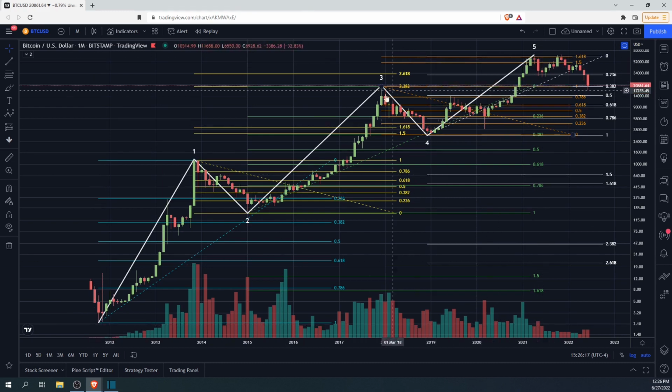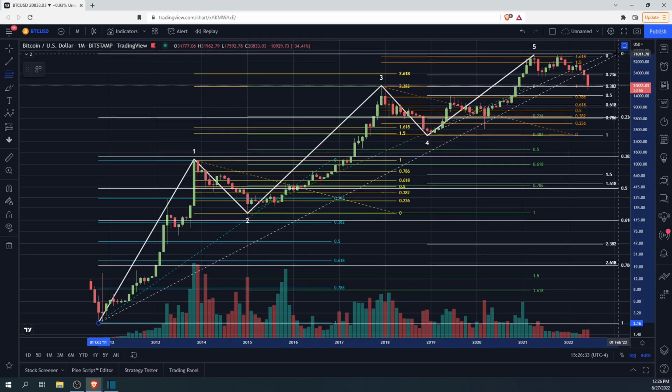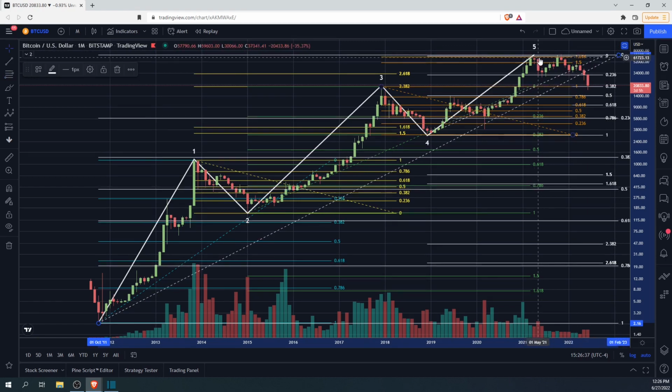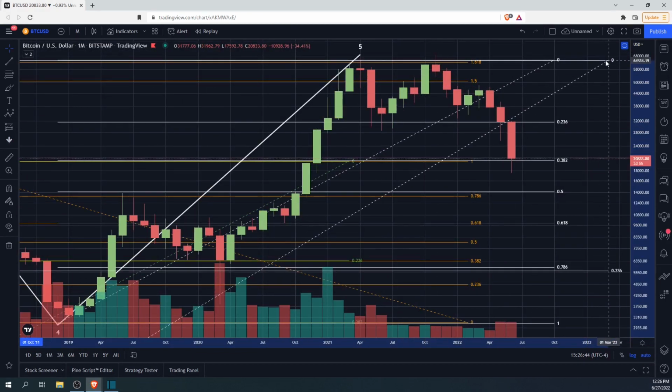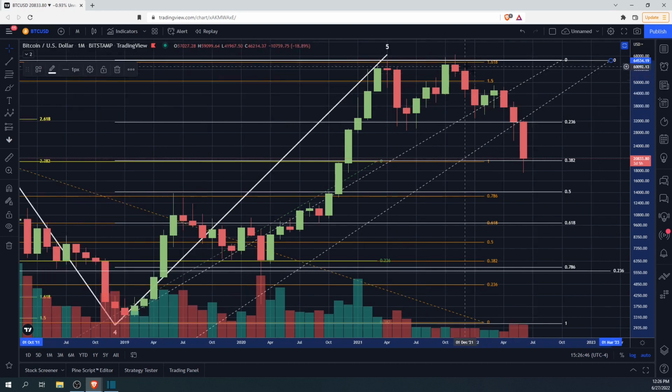So that being said, what we're looking at now, we're going to go ahead and draw on another macro fib. But before that, we want to actually pay attention to something else. You know what? We'll go ahead and put that fib in place here, but we're just going to ignore it for now. And then we're going to go back and take a look at what's happening here to the upside. And once again, I'm going to draw it to the initial peak right here, even though we go slightly higher after that. And I'll explain to you exactly why I'm doing that and how we were able to exactly nail the top and then this movement to the downside as well.